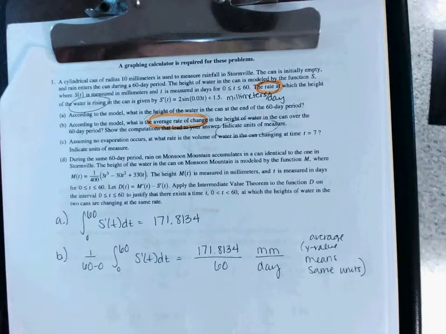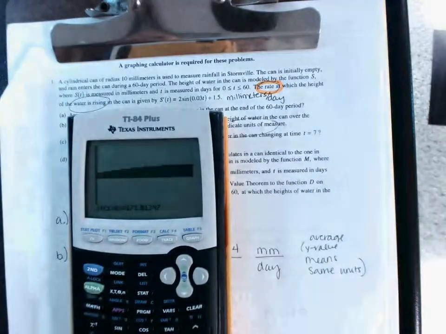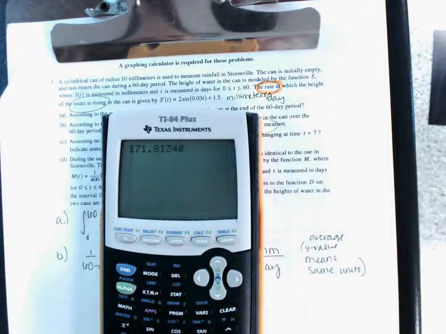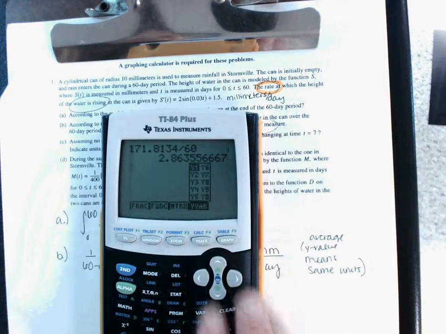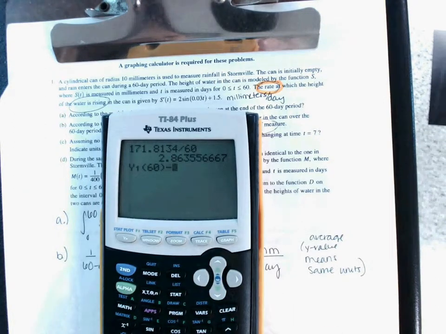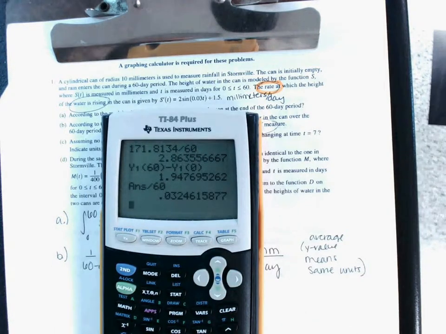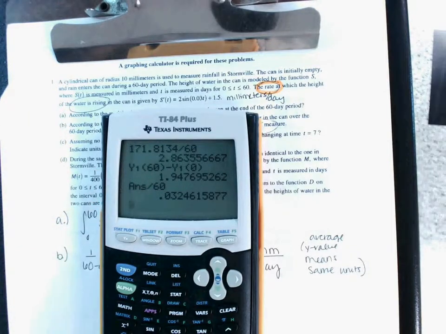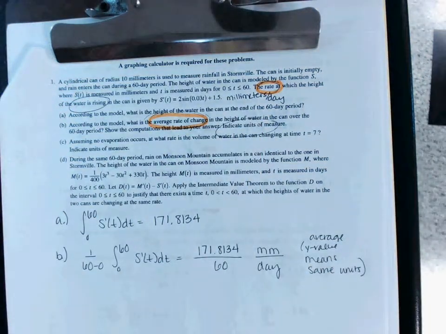What? You did, hold on, 171.8134 divided by 60. You got, and then you did it this way, you mean? y1 of 60 minus alpha trace y1 of 0. I didn't use the rate. Okay, yeah, because this would have been average rate of change, if you'd done f of b minus f of a over b minus a. All right, part C, give it a shot.